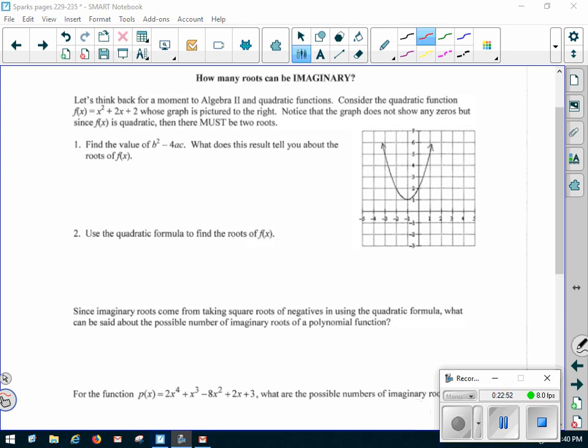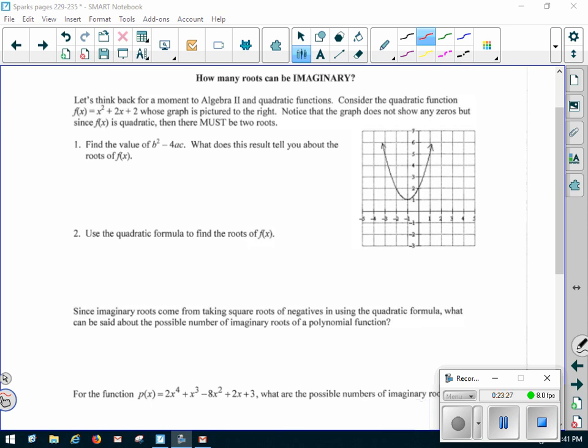Imaginary. Let's think back for a moment to Algebra 2 and quadratic functions. Look at the quadratic function x squared plus 2x plus 2, and the graph is over there. Notice that the graph does not show any zeros, but because the function's quadratic, there have to be 2. Where are they if that graph doesn't cross the x-axis? They're imaginary. Prove it.